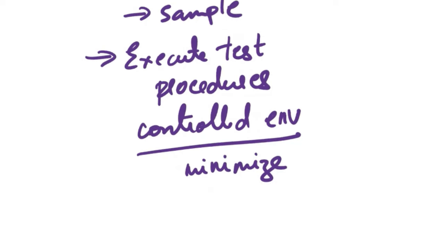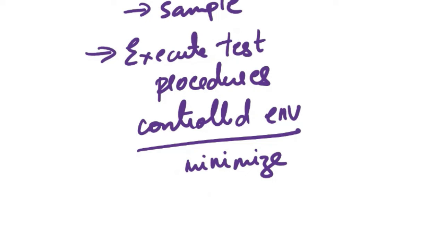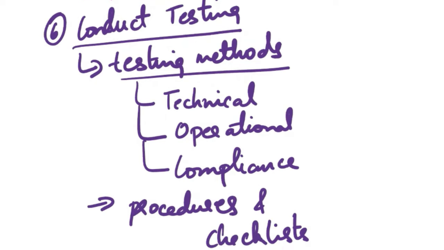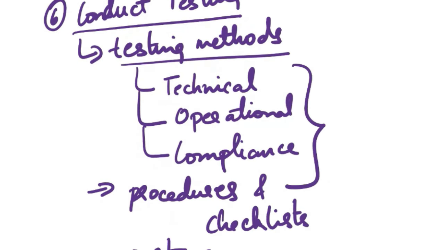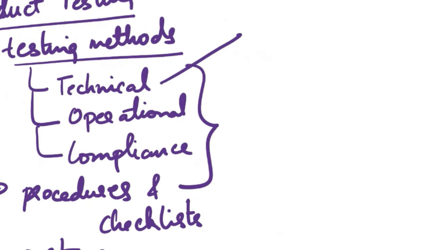You also need to document observations, findings, and test results in a systematic and organized manner, including any deviations from expected outcomes or compliance requirements. Now let's talk about these common testing methods that we mentioned here. First one is the technical testing.